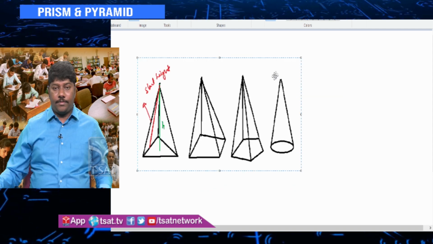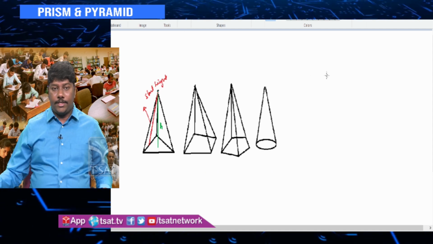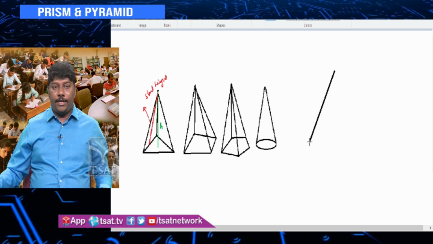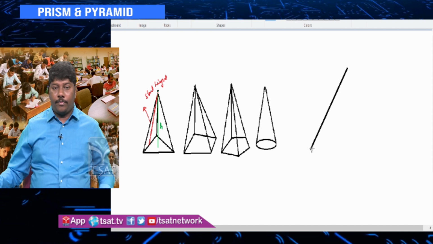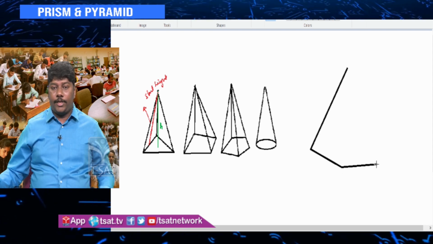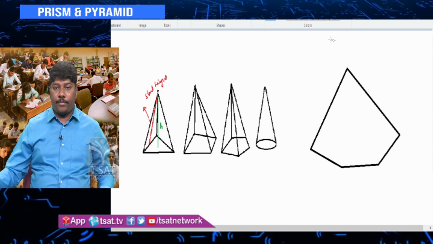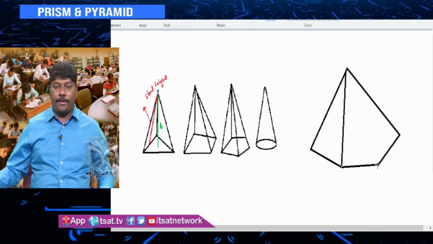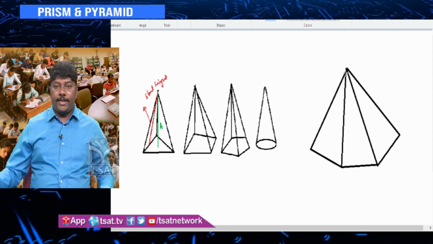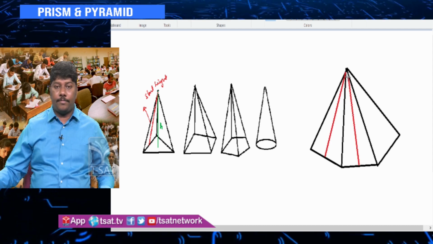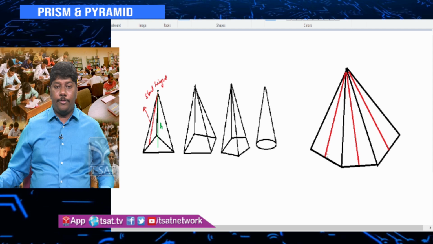If you cut it and open it, see how it forms. Take an equilateral triangle pyramid and just cut it and open it. It will be like this. Side 1, side 2, side 3, you are adding it to this. These are the three triangular surfaces we see here. These red lines are slant heights. So, how do I find the area of these three triangles? Half into base into height.